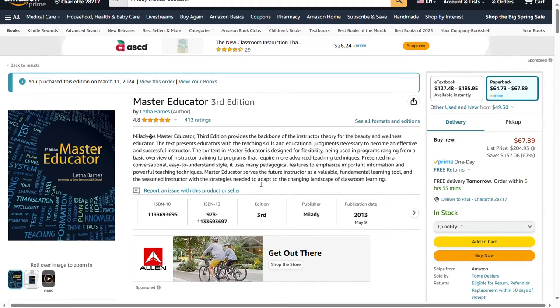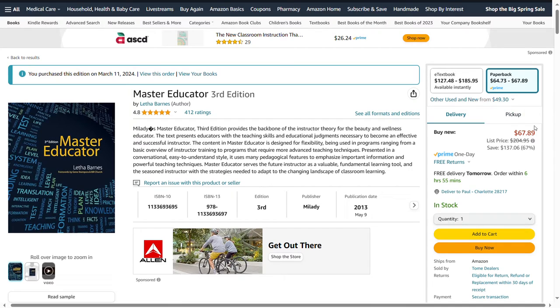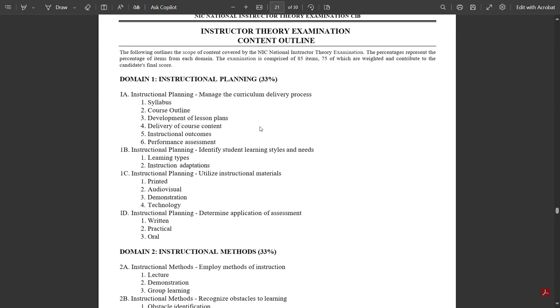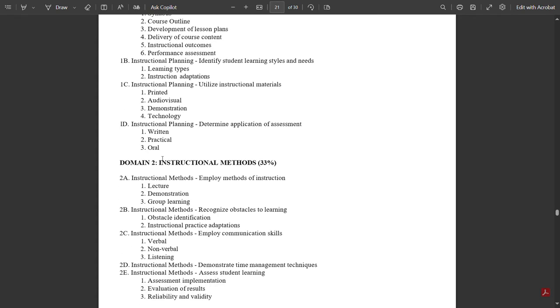So where do you get this information from, or how do you learn this? You are going to want to pick up the Milady Master Educator book. It's being sold on Amazon for, as of the time of this video, $67, which is really, really good. It used to be a lot more expensive. So you can buy that. You should be able to sell it back used or pass it on to somebody once you've finished your exam, or just keep it as a resource for yourself, because it's got a lot of great information in it. But this is going to be the book that contains all of that information. So what I would do is go by this outline and really focus on these things that it is asking you to study.